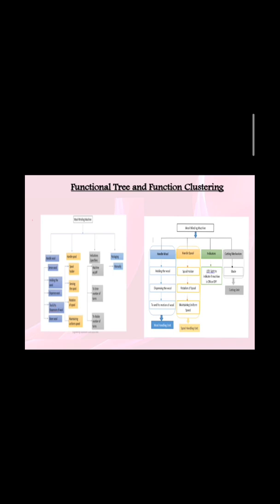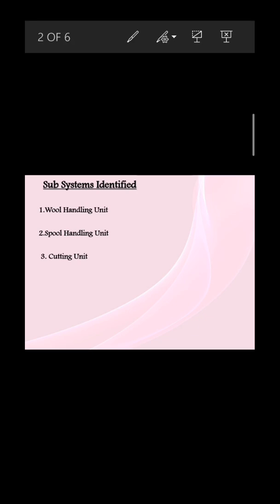Handle spool is further divided into 3 subsystems. They are spool holder, rotation of the spool, making uniform speed. And here the final subsystem is spool holding unit. In indicators, the subsystem is the LED light display to show whether the machine is on or off. And cutting mechanism is the last system. Here the cutting unit is the final subsystem. Subsystems identified in our project are wool handling unit, spool handling unit, and the third one is cutting unit.